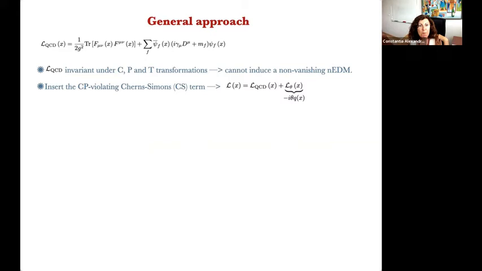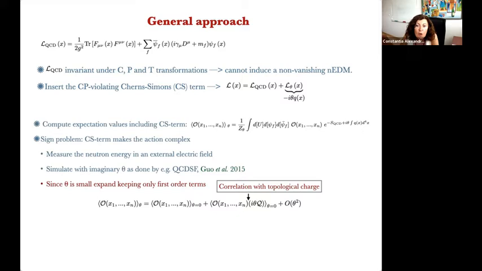So the general approach is, okay, I have my lattice QCD Lagrangian, which is invariant under CP and T transformations, and this cannot introduce a non-vanishing EDM. However, if I do add the CP-violating Chern-Simons term to the Lagrangian, this term here, then this of course will generate a non-zero electric dipole moment. So what is our approach to compute this expectation value that I had before in the path integral? But now, as Massimo did, I add this topological term here, which makes my weight complex. And this is a huge problem because we cannot do hybrid Monte Carlo with such a complex weight. So this is the sign problem, as I already mentioned.